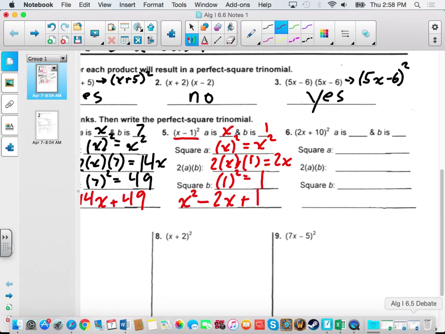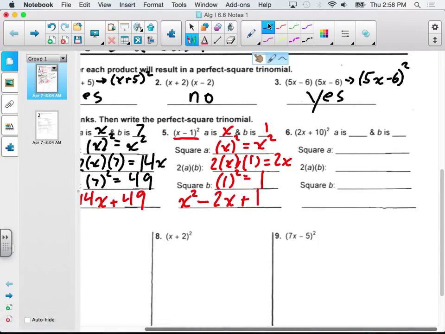All right, number 6. You guys tell me what to do. A is 2x, B is 10. Okay, square 2x, like that? Yes, with the parentheses. That's right, we have to take our whole A term and square it, so 2x times 2x. It's 2x squared, 4x squared. There you go.